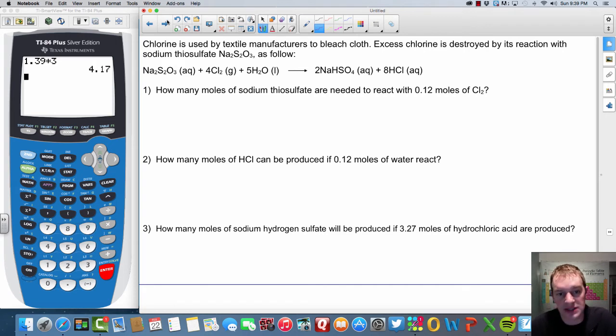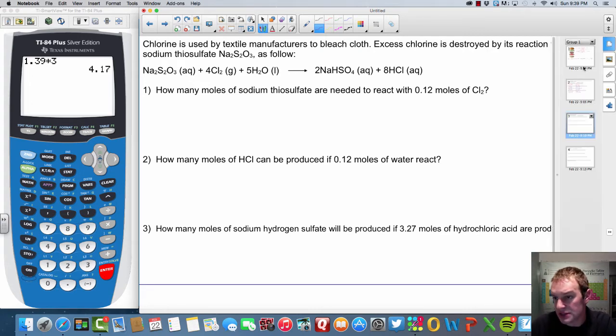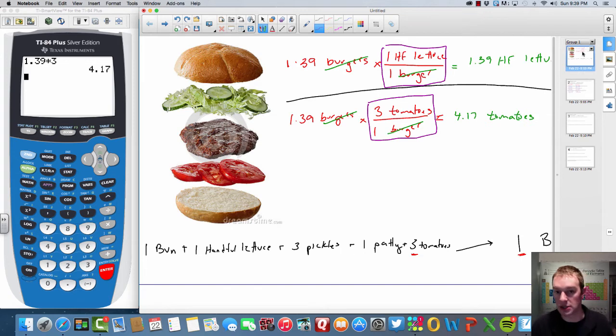Chlorine is used by textile manufacturers to bleach cloth. Excess chlorine is destroyed by its reaction with sodium thiosulfate as follows. We got that whole reaction before. Now the question becomes, how many moles of sodium thiosulfate are needed to react with 0.12 moles of Cl2? So this is just like going back to our hamburger analogy and changing things up a little, okay?